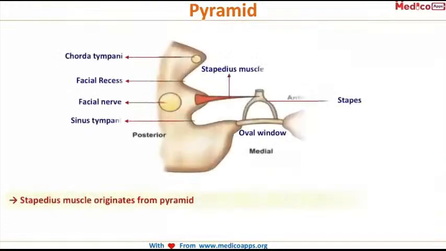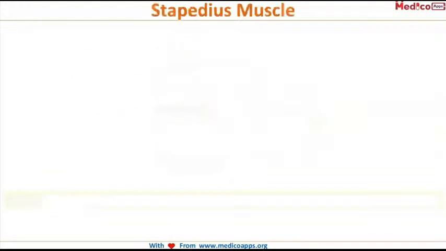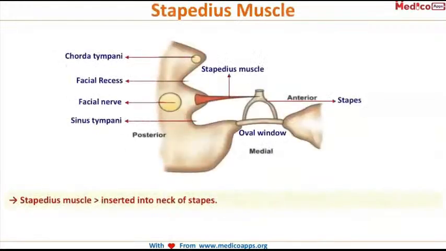So the next structure is the pyramid, and the stapedius muscle originates from the pyramid. You can see this is the pyramid and the stapedial muscle is originating from that structure. So the stapedius muscle insertion is into the neck of the stapes. You can see this is the stapes bone and stapedial muscle is inserting onto its neck. Now let's proceed to understand the stapedial reflex.